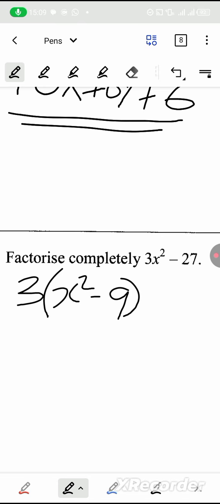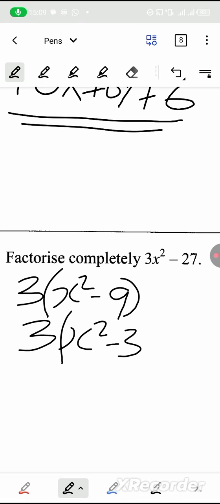Why am I saying so? Because 9 can be written in an index form. So let us do that. So we are going to say 3, then open bracket, then x squared, then minus, this 9 can be written as 3 power 2, which now completes the story of difference of two squares. So this is difference of two squares.